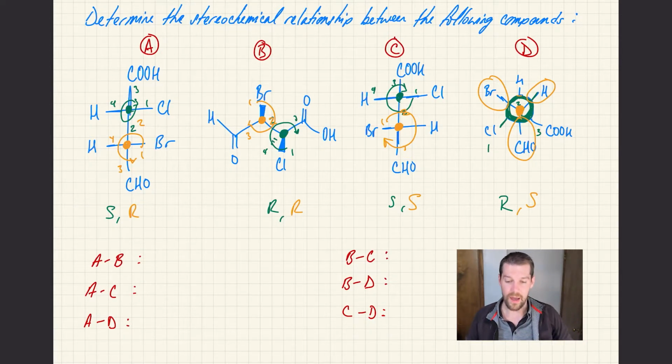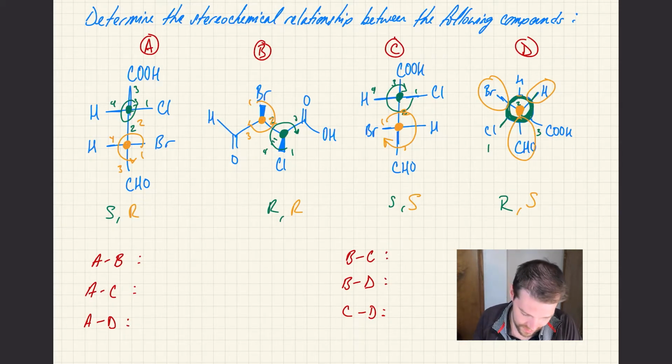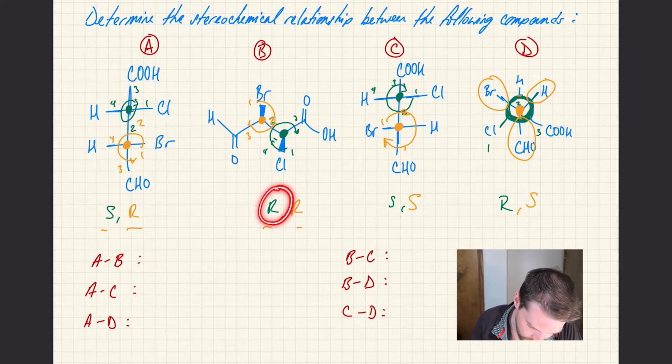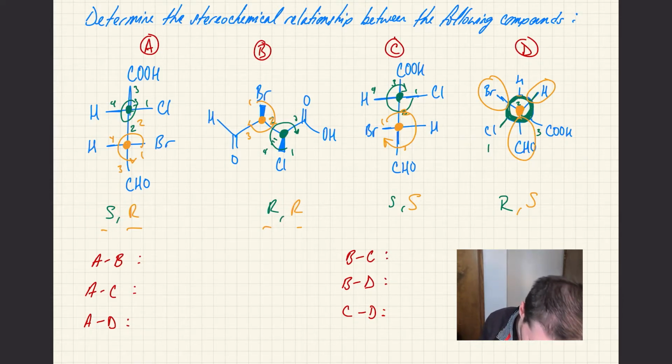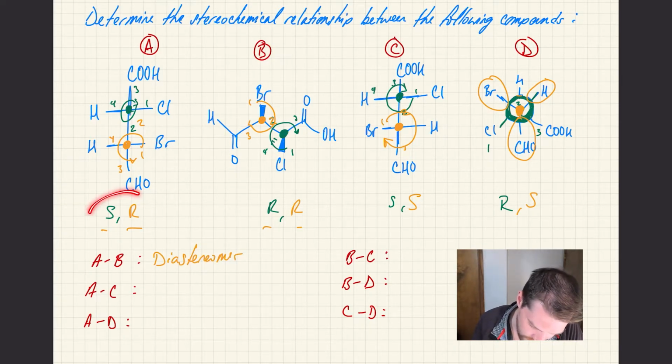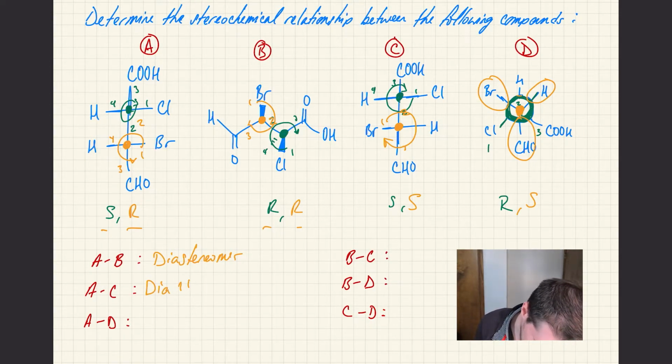And so now that we have our absolute configurations, it's super easy to compare them to each other. This is SR, so between A and B, and this is RR. Well, only one changed. That makes this a diastereomer. Now I'm going to look at A and C. SR, SS. Once again, this second one changed, okay? That's another diastereomer. So I'm just going to say DIA for diastereomer.